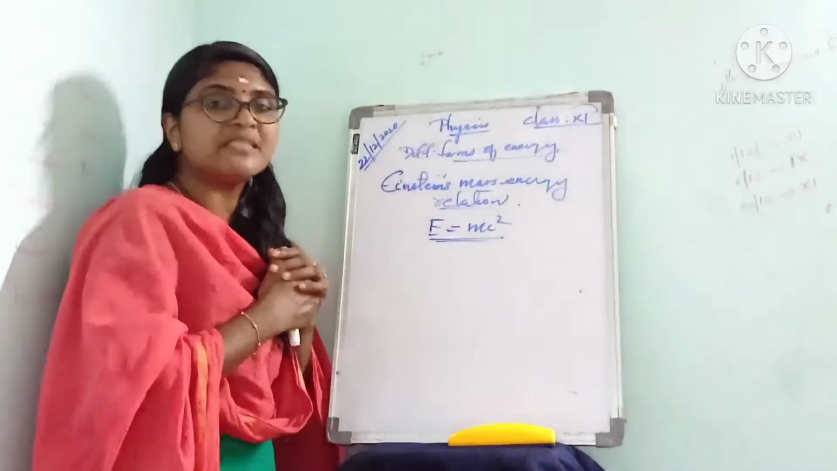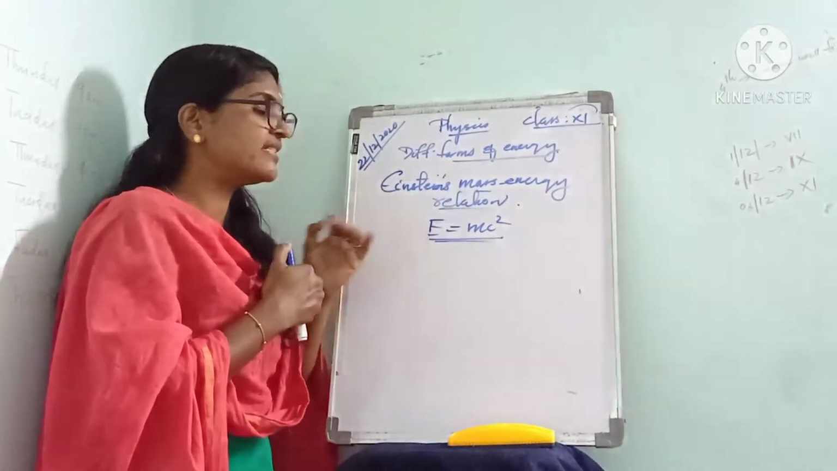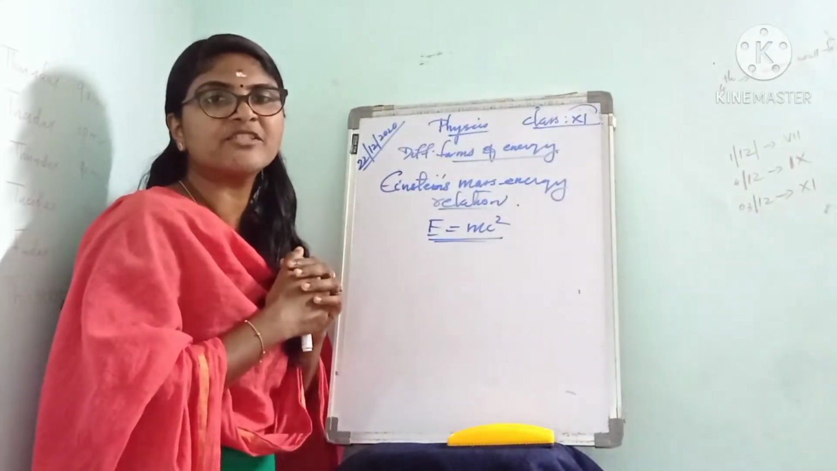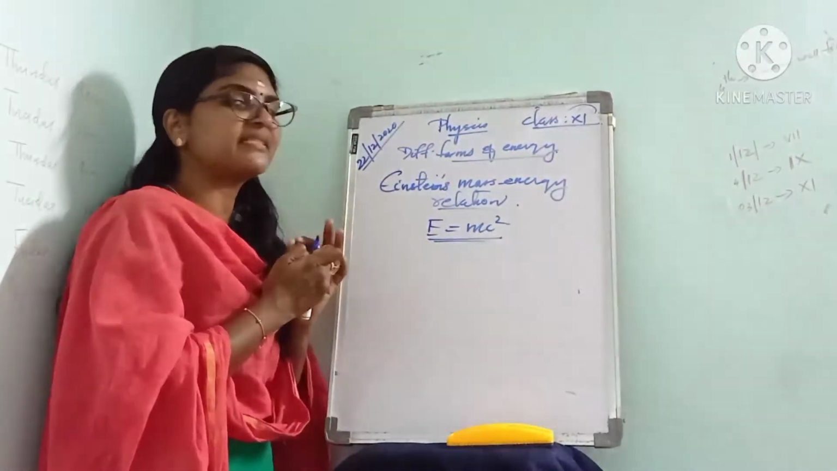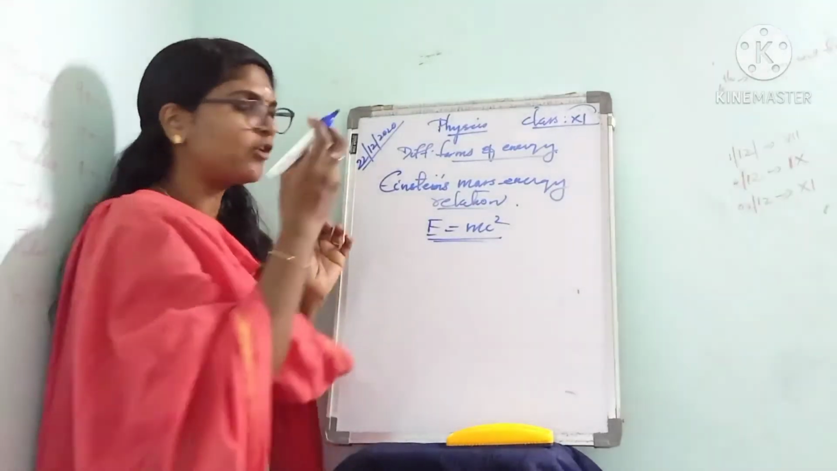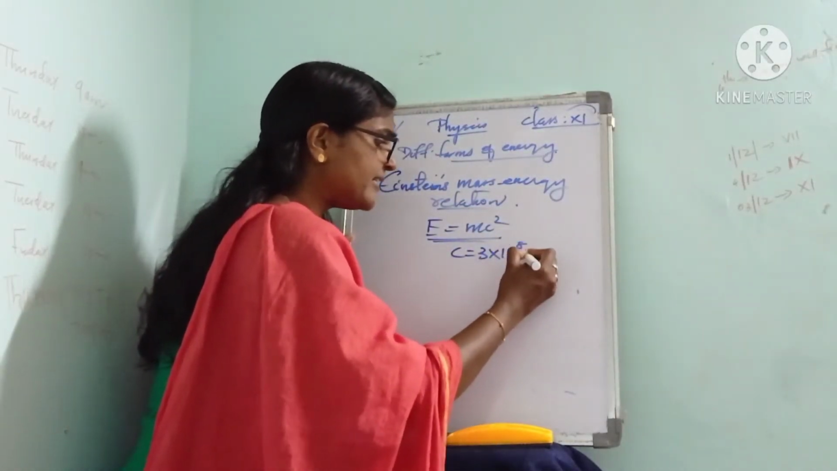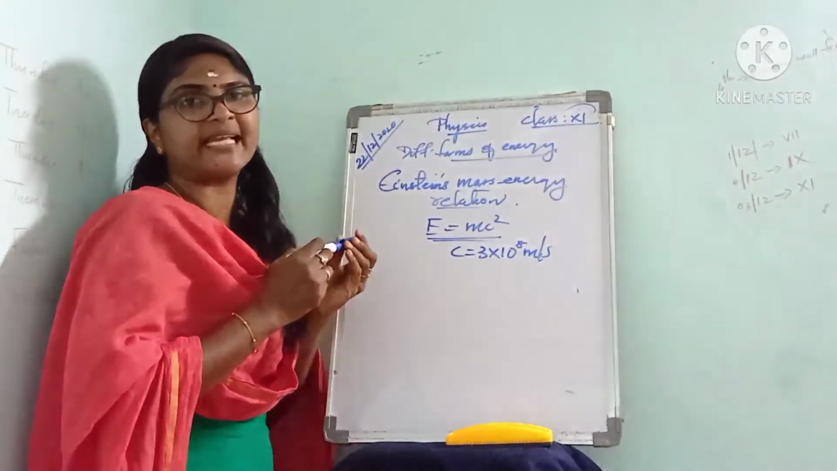In E equal to mc square, m represents the mass of the object and c represents the speed of light in vacuum. Its value is 3 into 10 power 8 meter per second.